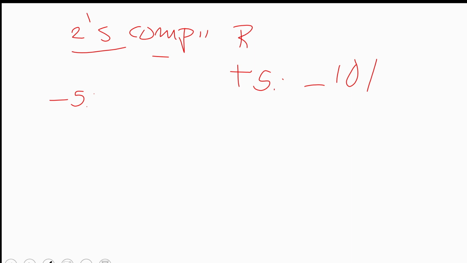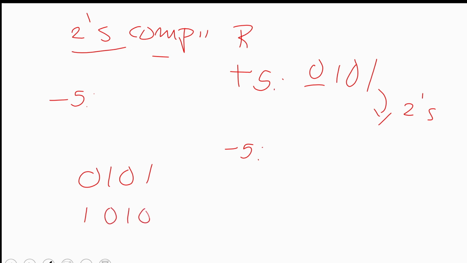Okay, as it is a positive number, the sign bit will be 0. Now if I want to find minus 5 in the 2's complement representation, I need to find the 2's complement for the plus 5. If I find the 2's complement for 0101, first I need to find the 1's complement. The 1's complement will be 1010. For this one you need to add 1, you will get 1011. So minus 5 will be 1011 in 2's complement representation.